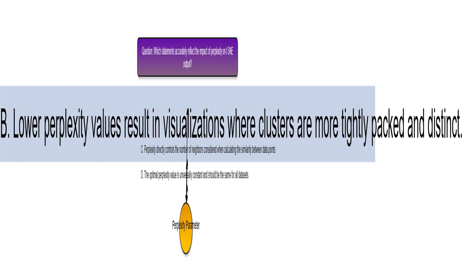Yes, this is a key aspect. Perplexity doesn't specify the exact number of neighbors, but it directly dictates the range. It's like setting the radius of a circle around each data point. A larger perplexity means a larger radius, encompassing more neighbors in the similarity calculation.